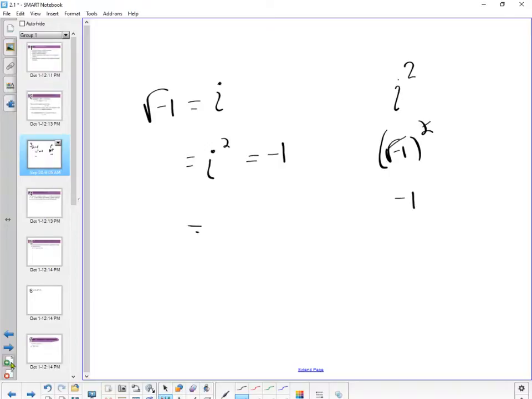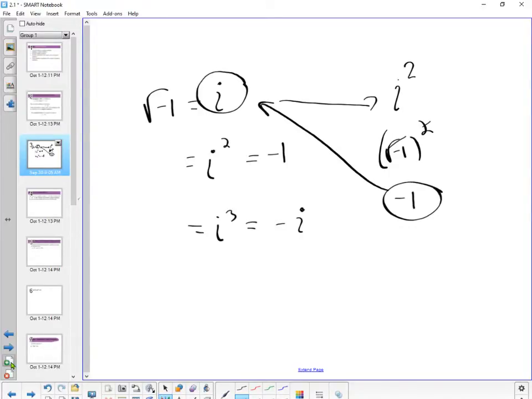Then when we go i to the third, what do we call i to the third? That ends up becoming negative i, correct? Why negative i? We have two of these scenarios, right? We have the original i in there, but then two of them do this for me. So I end up with a negative 1 times that extra i, therefore negative 1 i, which we just call negative i. Okay?